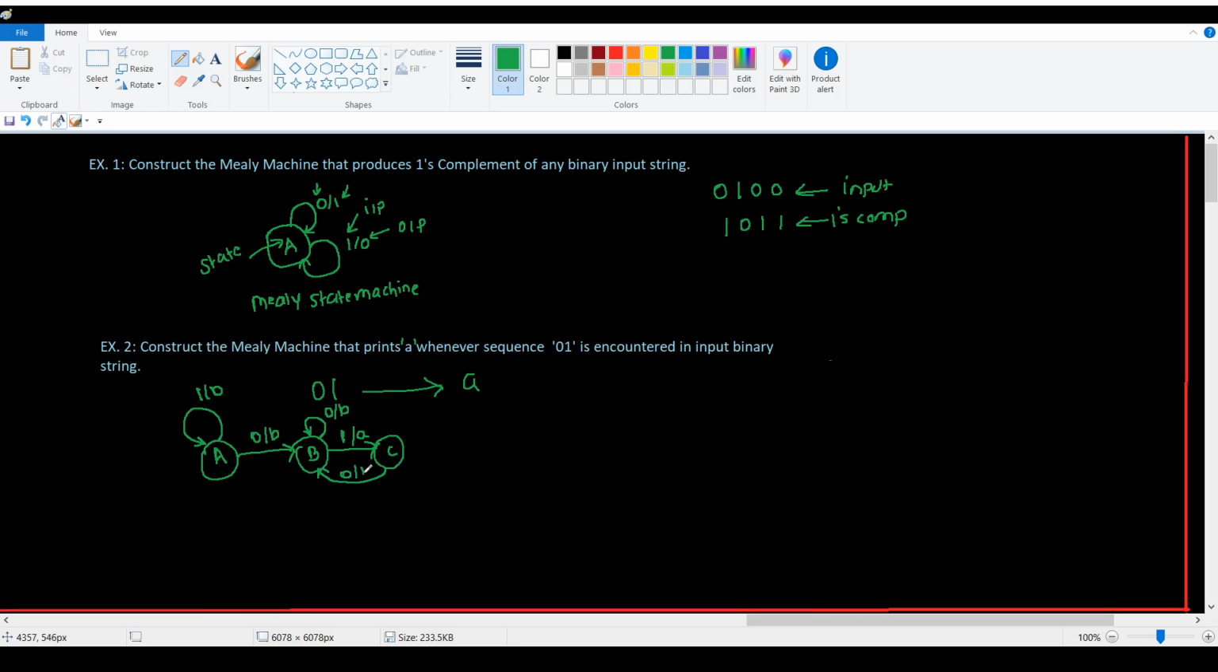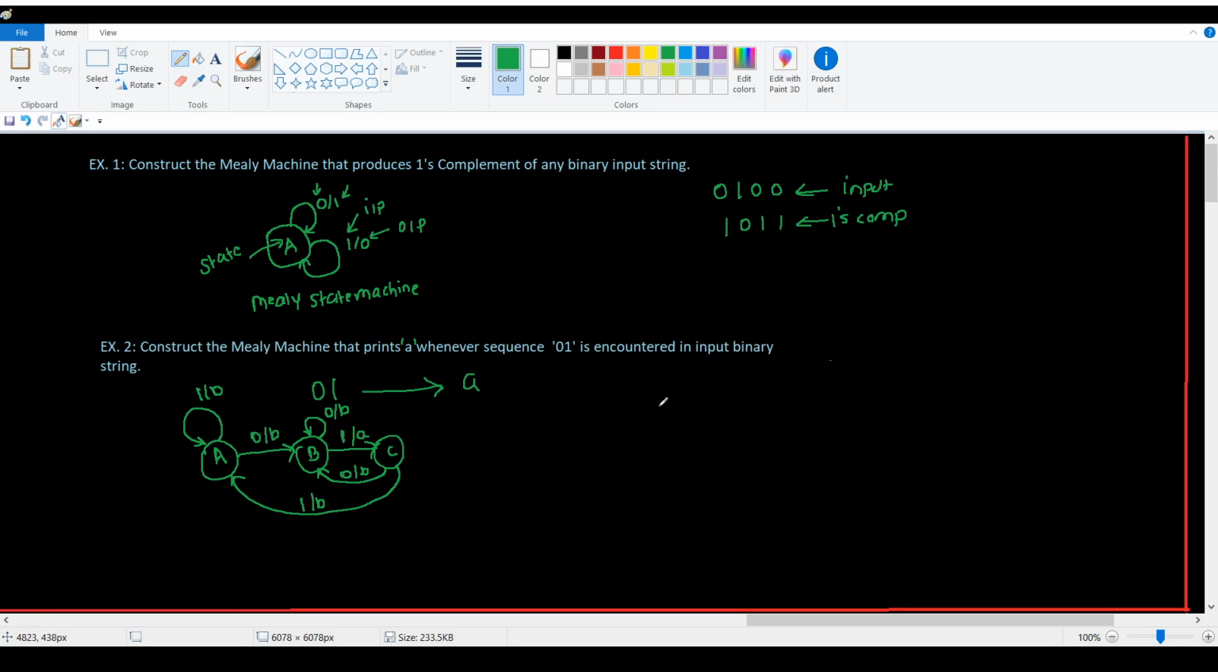And output will be the B. Right? And when 1 occurs at a C condition, we need to start over again. So next state will be the A. So input is 1, output is B, next state is A.